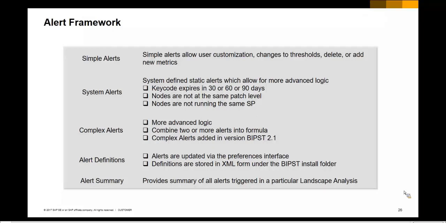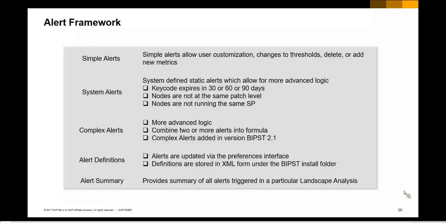And this system alerts, an example is a key code that might be expiring in 30, 60, or 90 days. We do checks to make sure that all of your nodes are at the exact same patch level, or that they're all running on the same SP. And in the new version, we're even comparing the web application version or build to your server version. So that's just an example of system alerts.